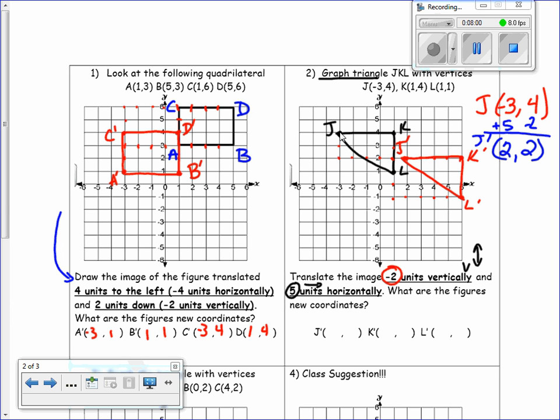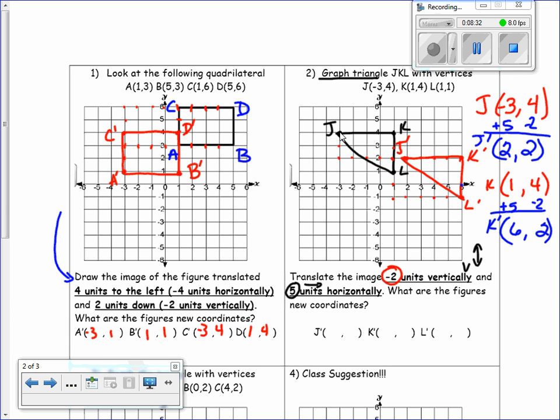Next, I had my original K. K was 1, 4. Again, I'm going to use the exact same translation, which was -2 vertically, +5. I just do 4 minus 2 again, I get 2. 1 plus 5, I get 6. So my coordinate point for K prime is going to be 6, 2. Sure enough, over 6 up 2.